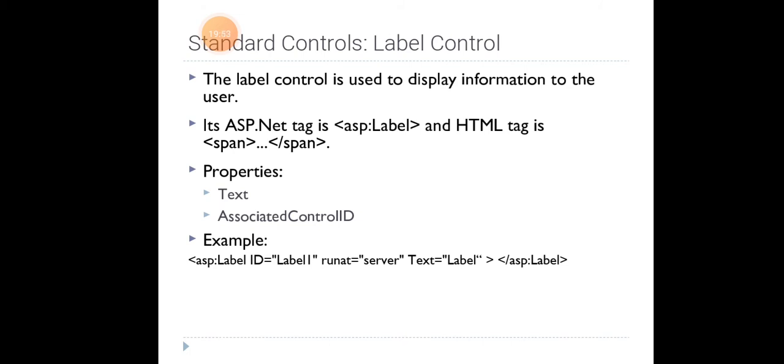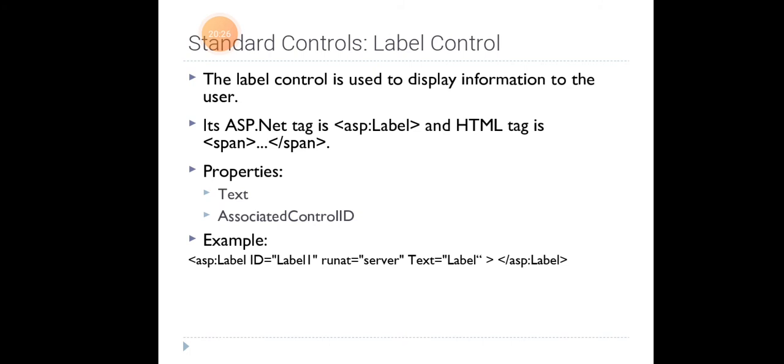The label web server control is used to display information, to display messages to the user. It uses the ASP.NET tag asp:Label, and the HTML tag is span, which comes along with the HTML tag span /span. Next, its properties are Text, AssociatedControlID.